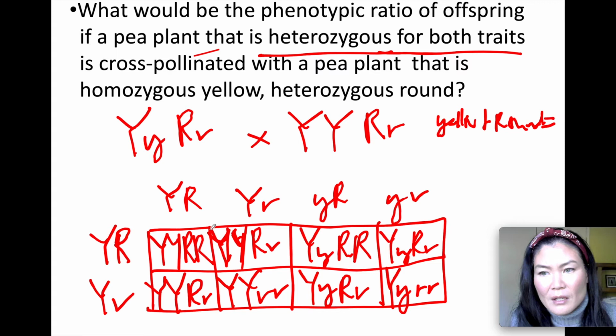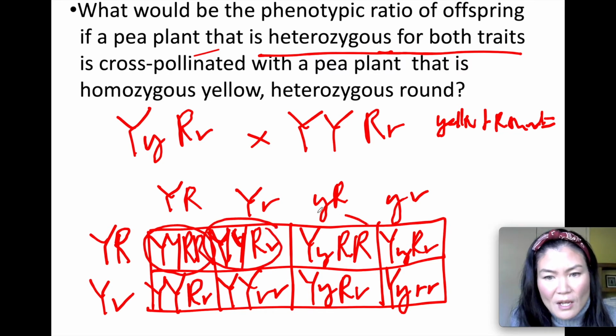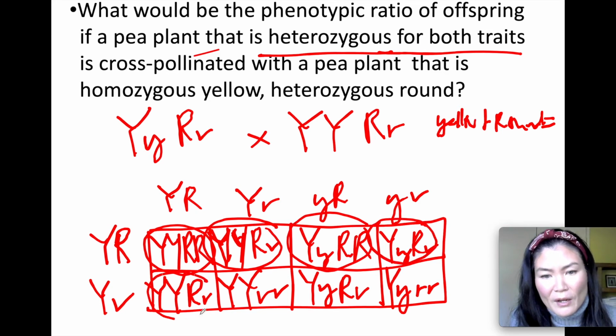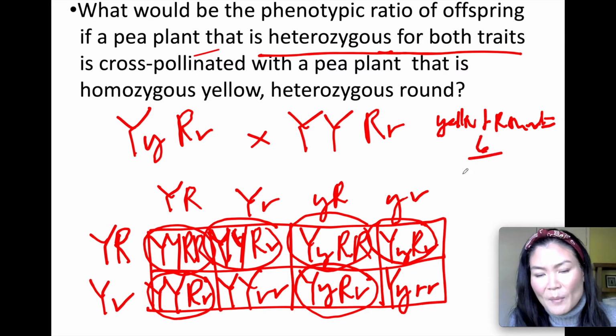Yellow and round. So this one's yellow round. This one's yellow round. This one's yellow round. This one's yellow round. This one's yellow round. This one's not yellow round. This one's yellow round. So I count 1, 2, 3, 4, 5, 6. 6 out of, how many boxes are there? 8. 6 out of 8. We could probably reduce that, right? To 3/4, right?